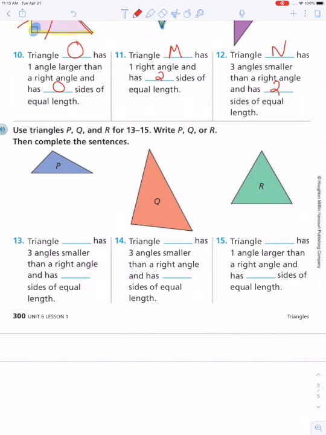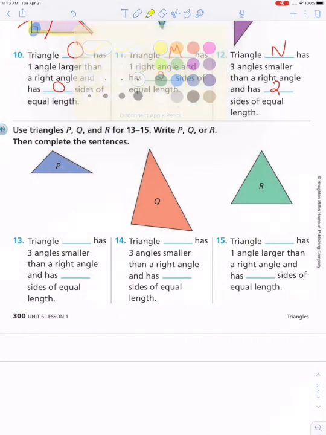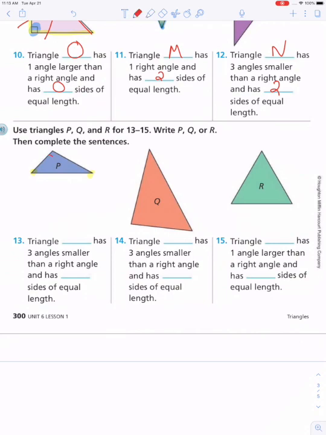Okay, hopefully you did well. Here we go. Number 13. Triangle blank has 3 angles smaller than a right angle. Okay, so let's look at our angles here. Get a highlighter out. Let's get yellow. We've got this angle and this angle look to be smaller, but this angle right here looks to be obtuse. Okay, so it can't be that one.